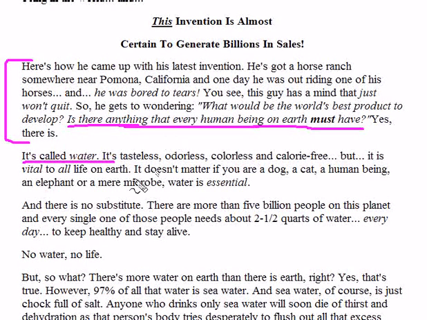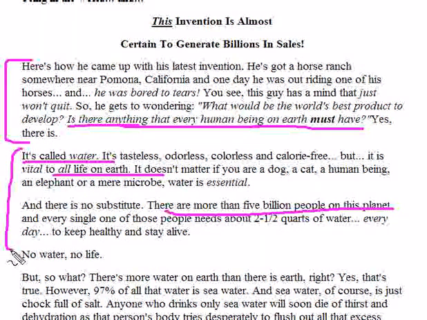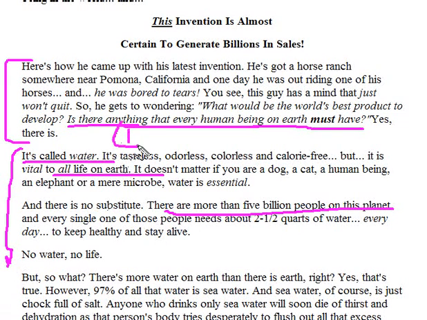Okay? And so he says it's called water. It's tasteless, odorless, colorless, calorie-free, but it is vital to life. It doesn't matter whether you're a dog, a cat, an elephant, or a microbe. Water is essential. There's no substitute. And he goes on to talk about water, how many people are living on the planet, and so forth. And he's building up his case. Okay? He's already building up his case for the need of this product. Number one here, it has to do with a universal need. Okay, animals, once you're a living thing, you cannot live without water. So this is something that is needed.